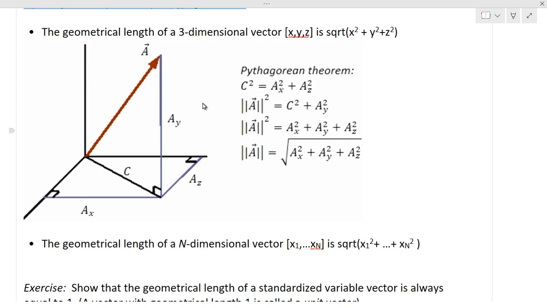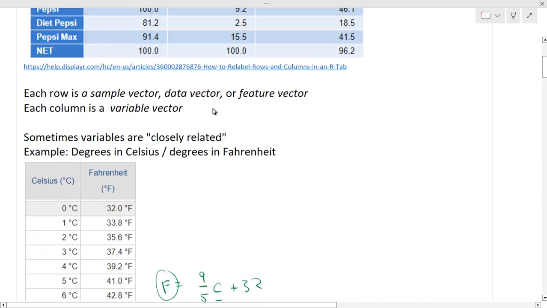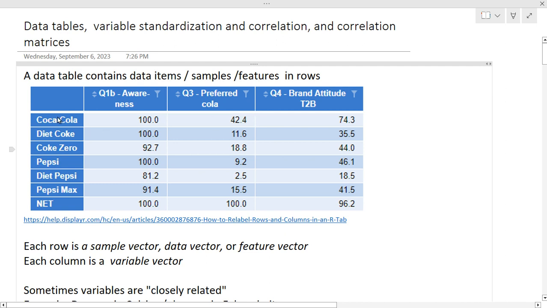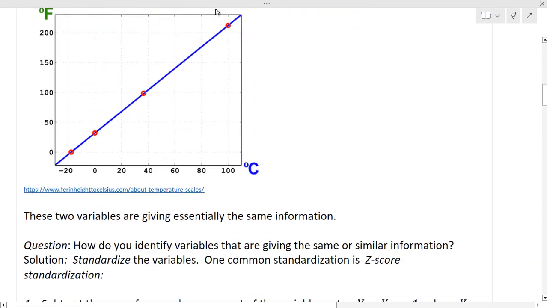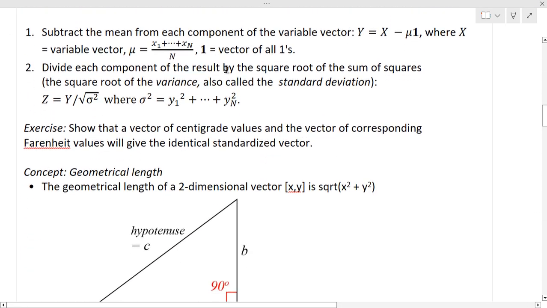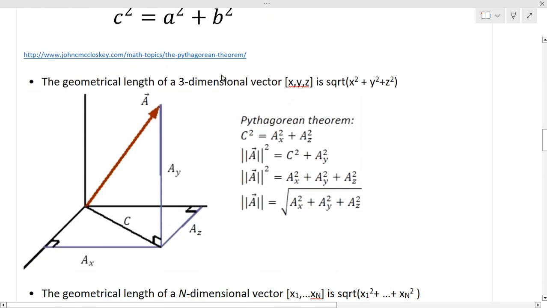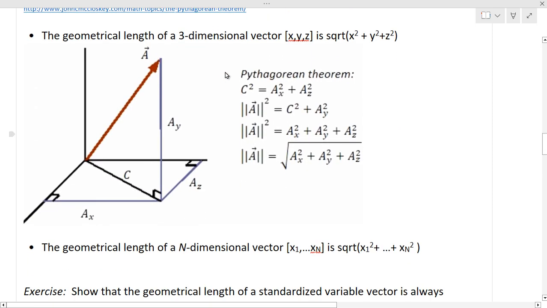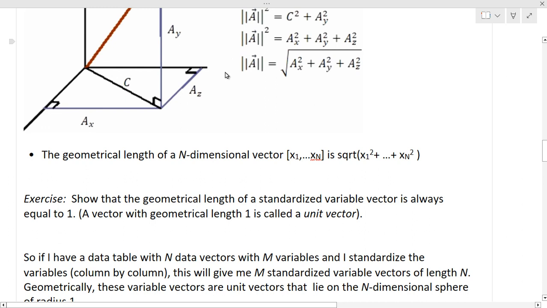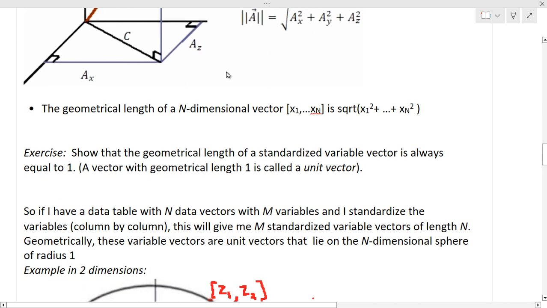In fact, in modern physics, they use space and time, so that's 4 dimensions. You can see here that I have 3 dimensions for each one of these items. The number of variables I have, I can consider as different dimensions. So this idea of geometrical length is also useful in higher dimensions when we're dealing with higher dimensional data, and you're dealing with vectors that have several variables.